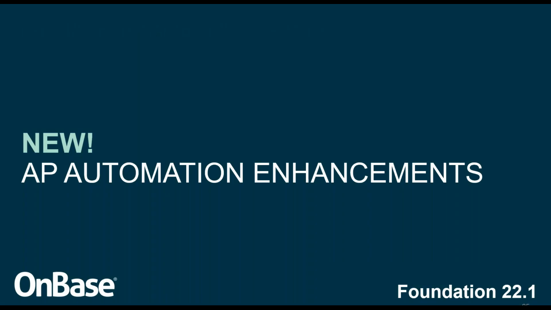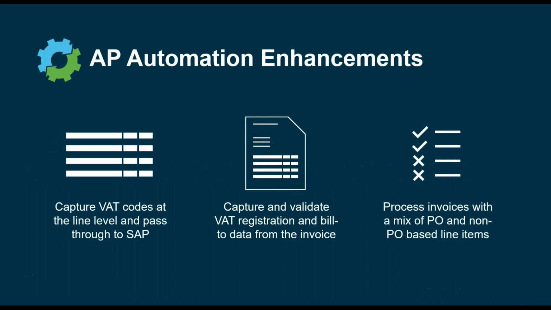In fact, just with our most recent, as of last year, major OnBase release, which was Foundation 22.1, we were making some enhancements to our AP automation, and that had to do with some EMEA-specific tax and GL coding needs. So these enhancements include being able to capture required VAT codes at the line level and then pass that information through to SAP. We're also able to capture and validate the value-added tax registration and bill to data information from the invoice.